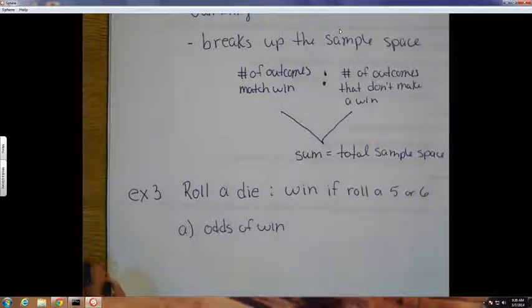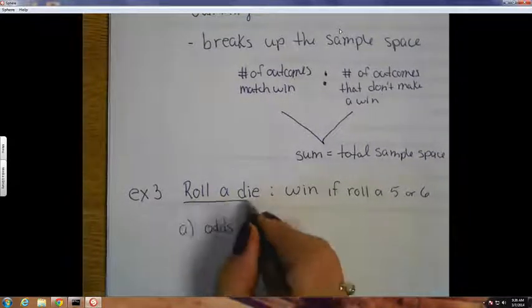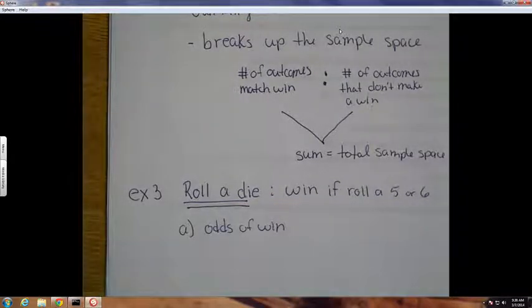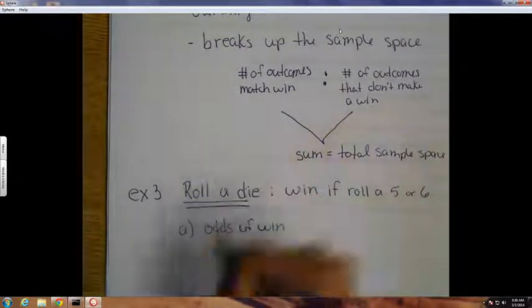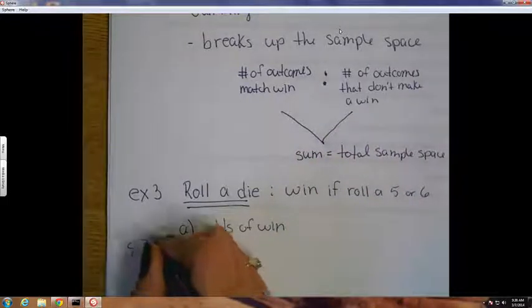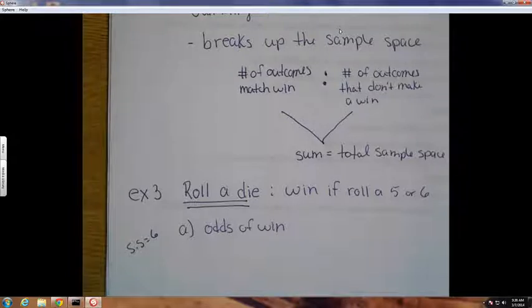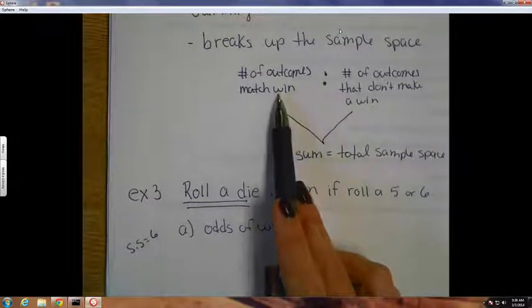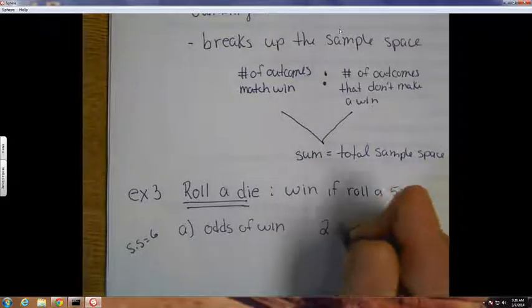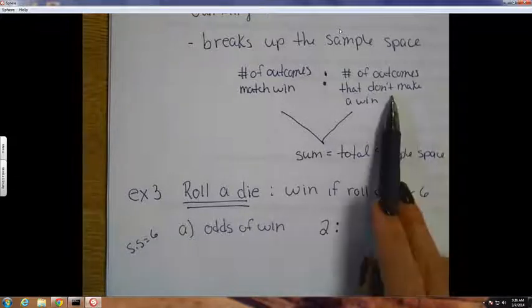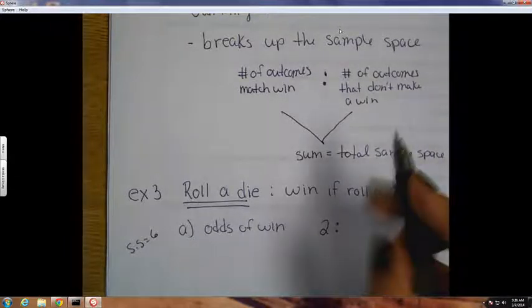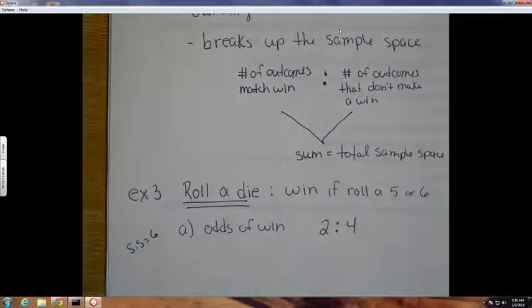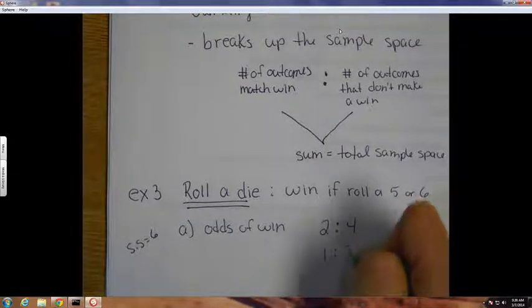Okay, first of all, what's my total sample space for my experiment, rolling a die? There are 6 outcomes there, 1 through 6. Okay, so I need to break up that sample space. How many of those outcomes allow me to win this game? 2, the 5 or the 6. And I compare that to how many ways are there for me to not win? 4. So it looks like my odds are, you can reduce this like a fraction, 1 to 2, a half. Looks like I should win this game half the time.